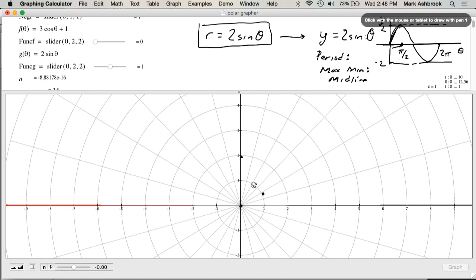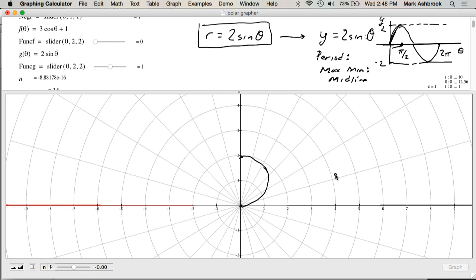So you imagine as this thing turns, getting greater and greater and greater. Oops. Too sharp of a turn there. There we go. Something like that. So that's r increasing as the angle increases from 0 to pi over 2.